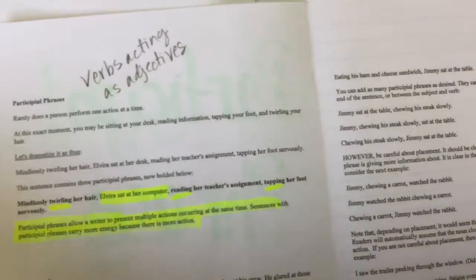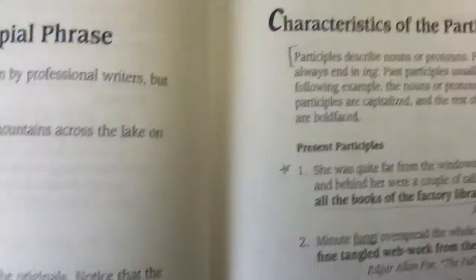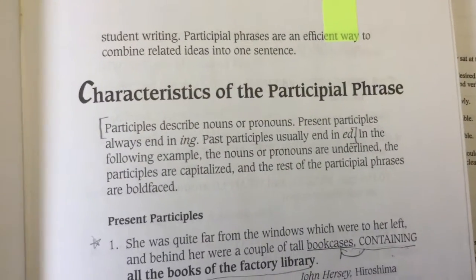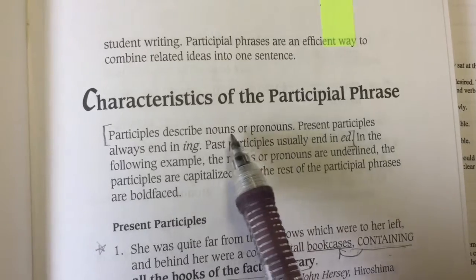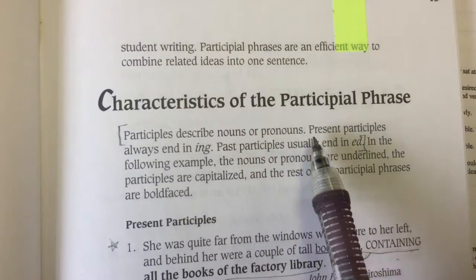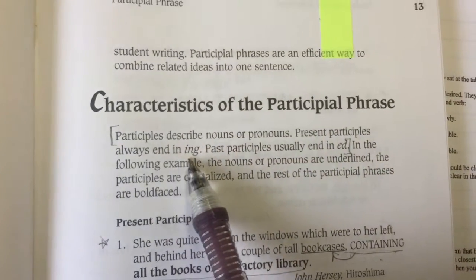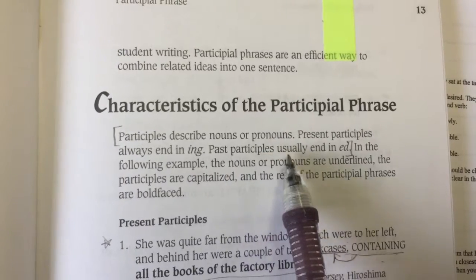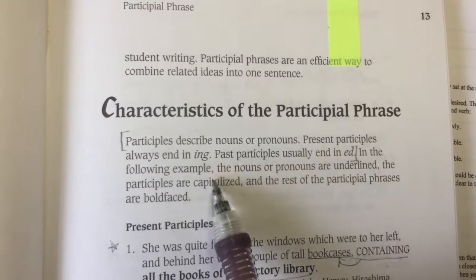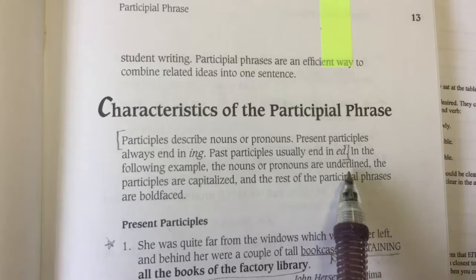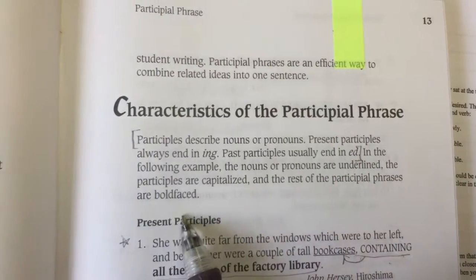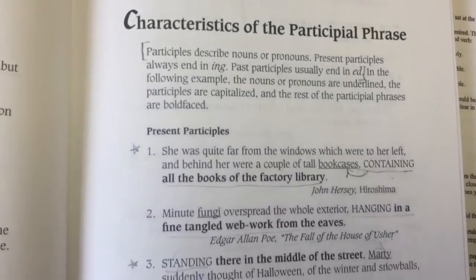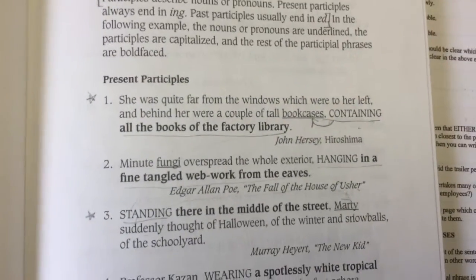Okay? All right, I want to show you some other examples. Remember, participles describe nouns or pronouns. It doesn't have to be just a noun, it could be a pronoun. Present participles always end in ing. Past participles usually end in ed. In the following examples, the nouns or pronouns are underlined, the participles are capitalized, and the rest of the participial phrases are bold-faced. So here's some examples.